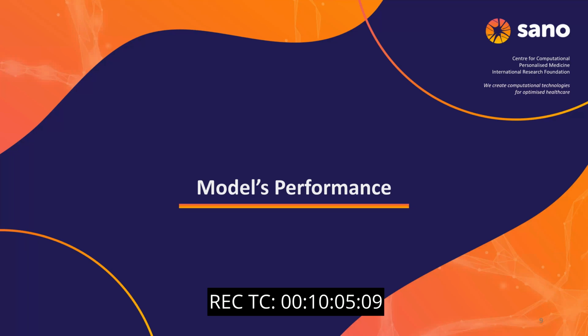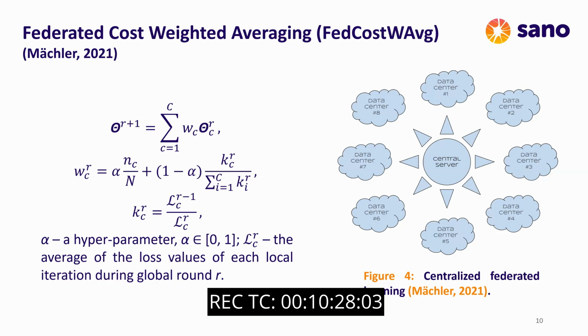One way to improve the model's overall performance and to avoid the decrease in the accuracy of the global model just after the aggregation is to dynamically assign a weighting factor to each client. And this weighting factor can be calculated based on different metrics, for example, on the loss function value or on the accuracy. An example is federated cost-weighted averaging, FedCostWAvg. And here the weighting factor is calculated not only based on the amount of data at each client, but also on the change in the loss function between two consecutive rounds.